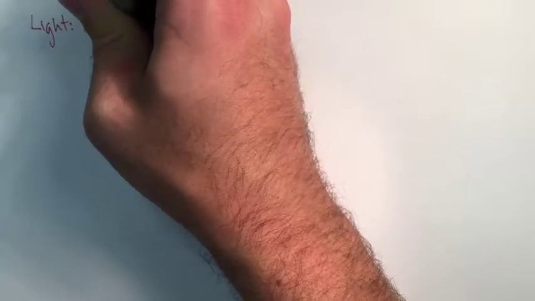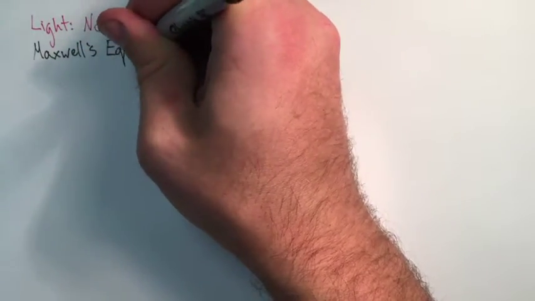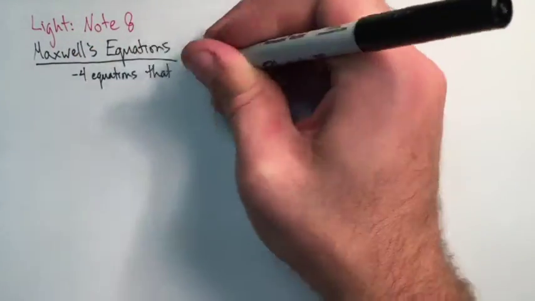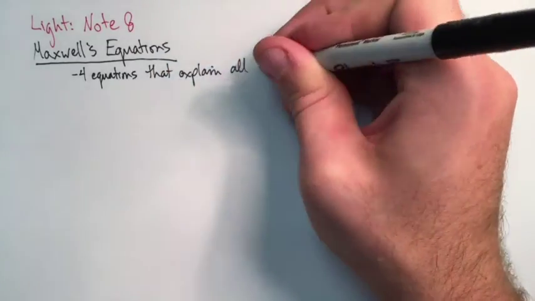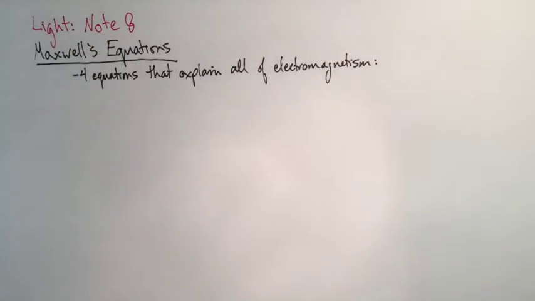Grade 12 Physics, Light Note number 8, Maxwell's Equations. Maxwell was a theoretical physicist in the 1800s who derived 4 mathematical equations that could describe all of electromagnetism. We're going to look at those 4 equations here.